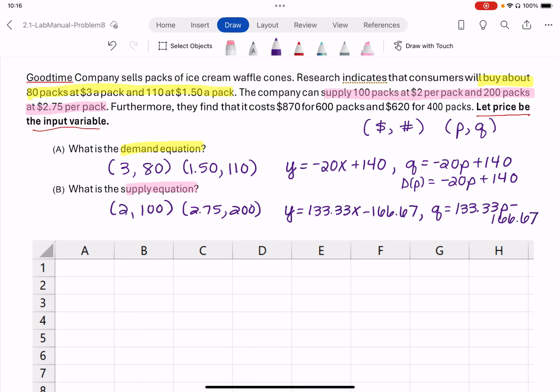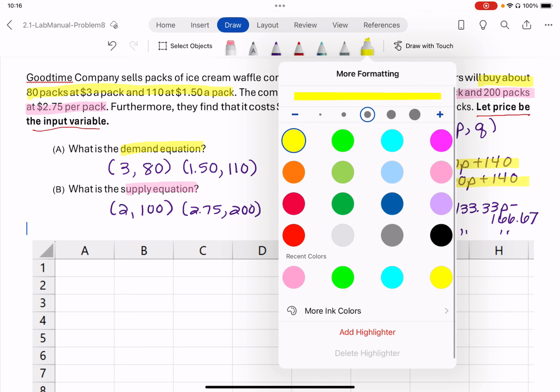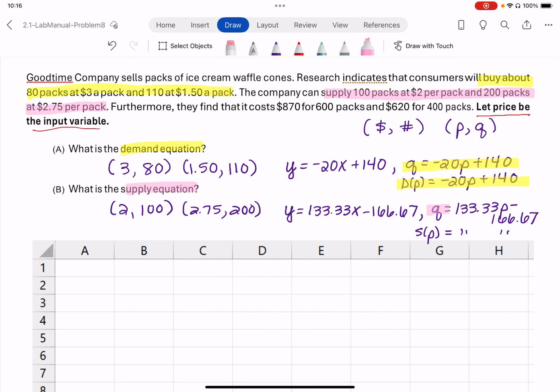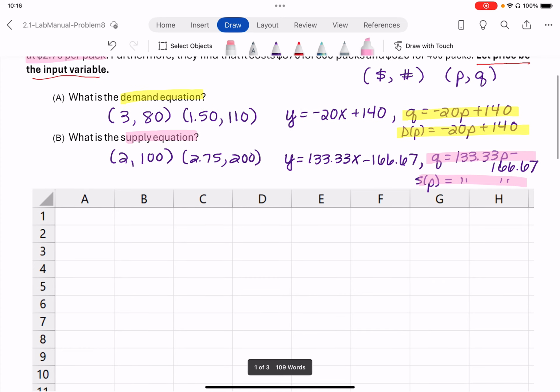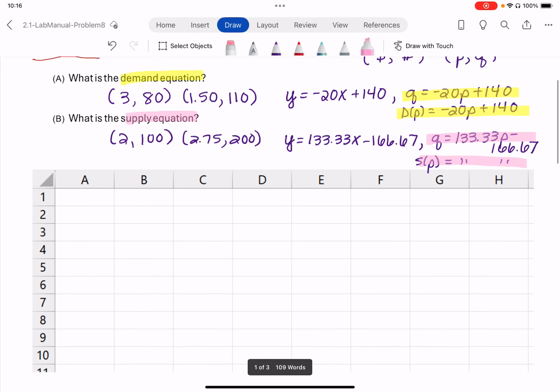And then once again, I could think of this as S of P equals that same linear function there. Those all mean the same thing. So what we're going to do for our demand equation is use this, or that. Those are the same. And for our supply, we're going to use this, or the S of P version. So pause the video, get all of that in your Excel, and make sure your numbers are matching.